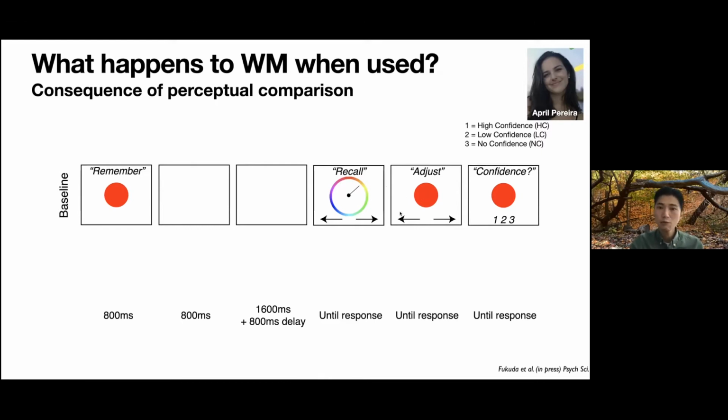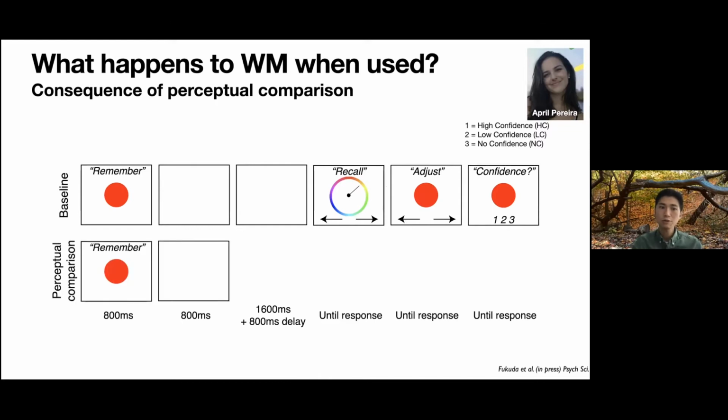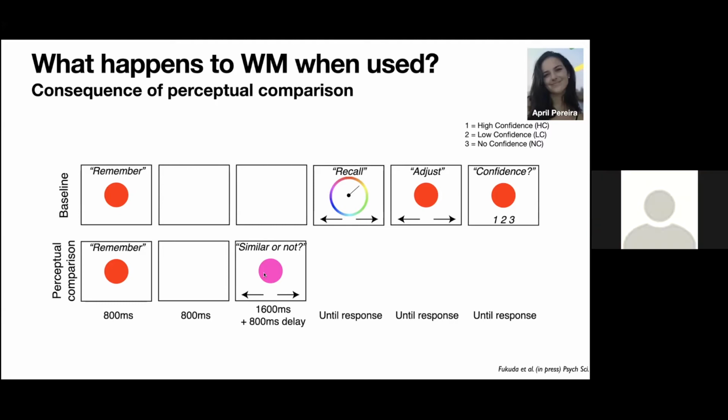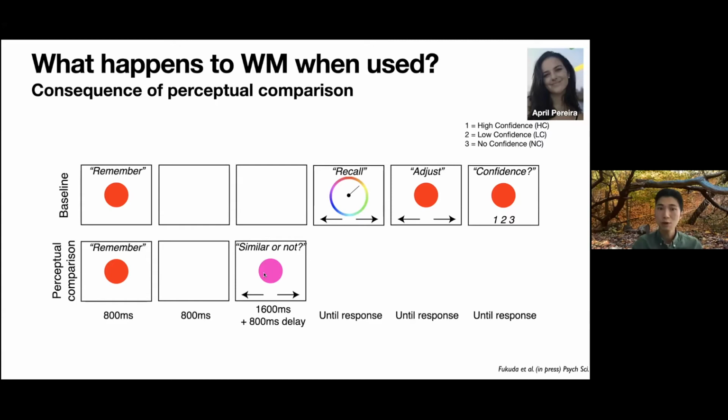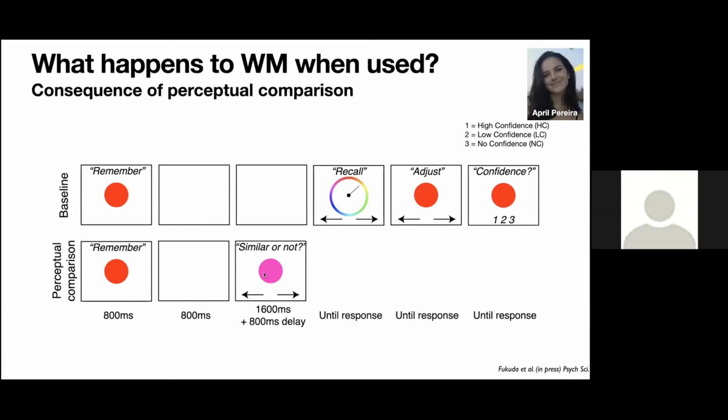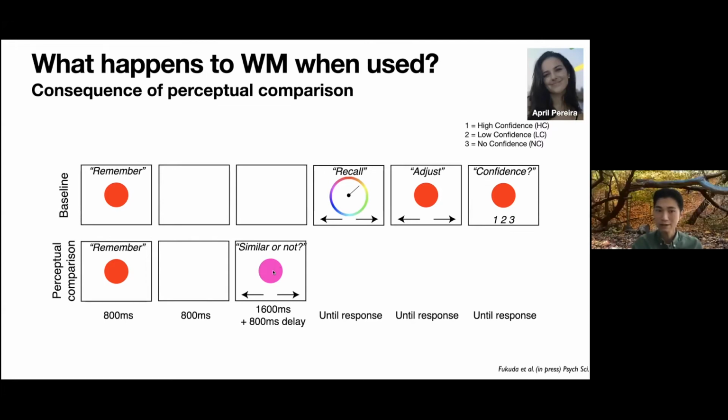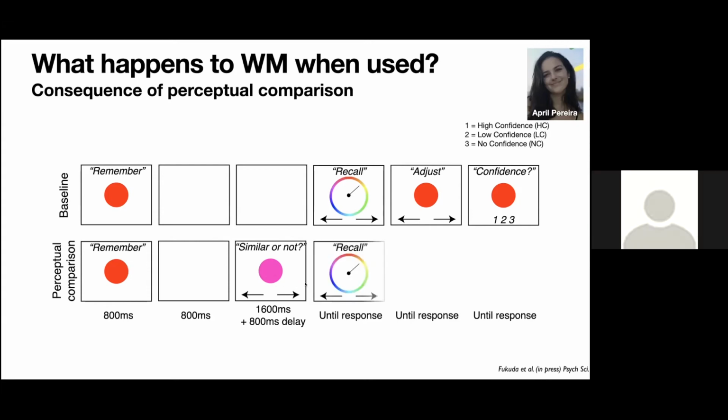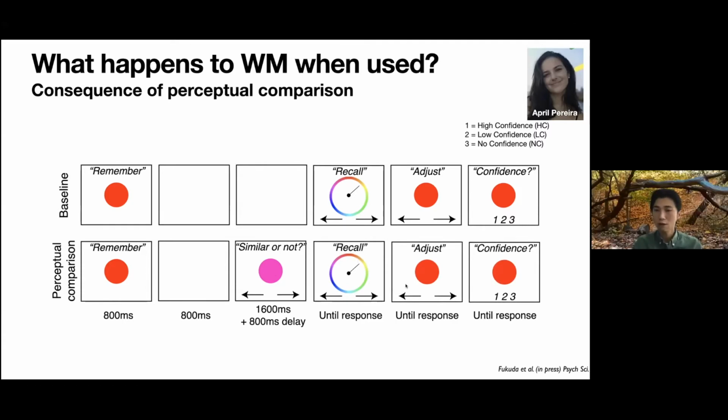Together with this baseline trial, in the critical perceptual comparison trial, we presented an intervening probe during the retention interval. And when they saw this intervening probe, what the participant had to do was to report whether this probe is similar or different compared to the original item. So they have to say whether this is similar or not compared to the original item. After they make that perceptual judgment, participants were asked to report the original item using the same procedure, along with the confidence in their accuracy.